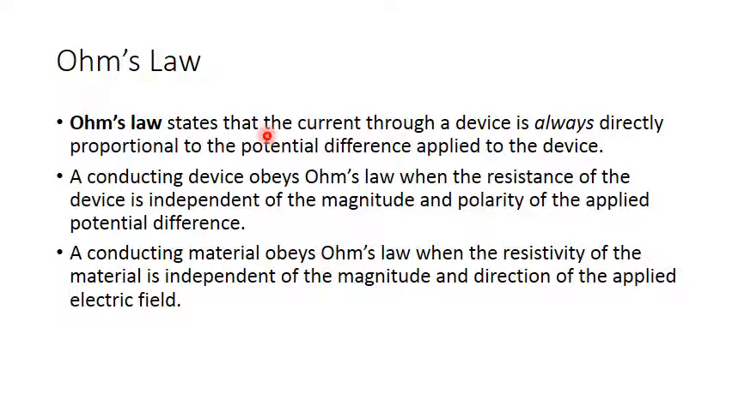Ohm's law states that the current through a device is always directly proportional to the potential difference applied to the device, regardless of the polarity of this potential difference. And this proportionality is actually 1 over R. I is proportional to V, and the proportionality is 1 over R. So I equals V over R.